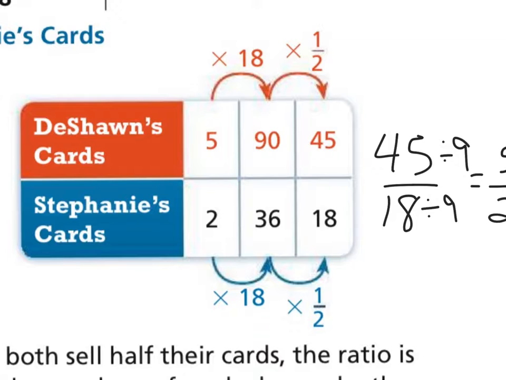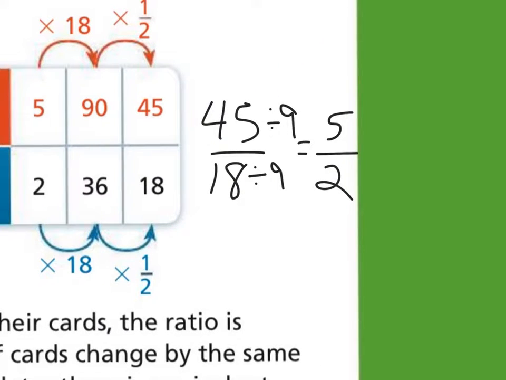And then the question is whether the ratio is changing, or how will the ratio change if they both sold half their cards. So 45 over 18, both of those we can reduce by 9. And that would be 5/2. So we started out with the ratio of 5/2. They sold half their cards. They still would have a ratio of 5/2. So actually the ratio did not change by selling half their cards.